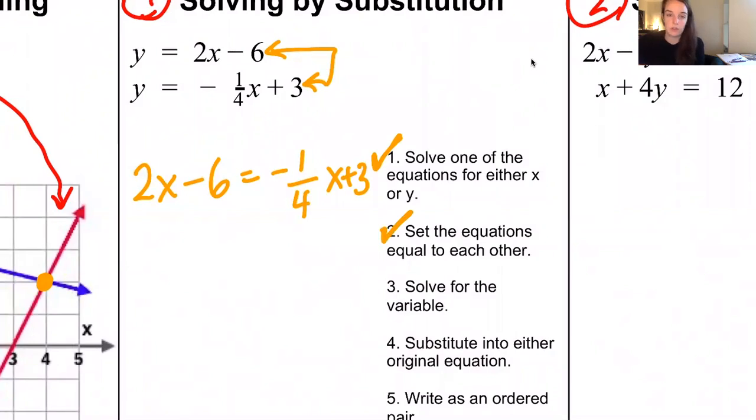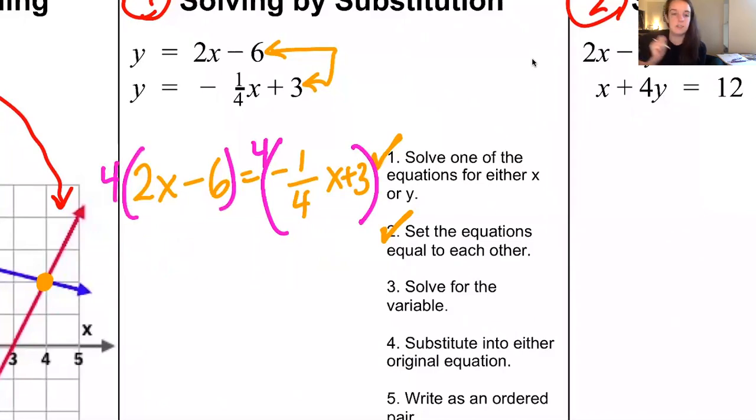Step 3 is to solve for the variable. So I'm trying to get x by itself. I'm going to go ahead and add 1/4 x on this side. You know what? That's actually going to make things kind of complicated, and I don't want to deal with those fractions. So instead of doing that step, I'm going to do what I call fraction busting. In this case, since it's dividing by 4, I want to multiply everything times 4 so that I can use the whole number of negative 1. So I'm going to multiply everything here by 4.